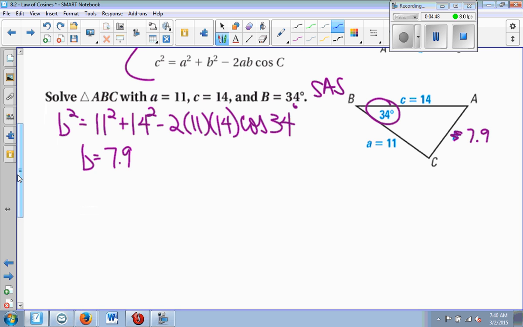Well, a good rule of thumb to follow is you want to find the largest angle first. So if you're trying to find angle C and angle A, you have to ask yourself which one would be larger. In this case, it would be angle C because side C is larger than side A. That's triangle inequality that you learned from geometry. So if I'm going to find angle C, I'm going to use angle B and side B in order to use law of sines. So sine of 34 over 7.9. I'm trying to find angle C, and little c is 14.